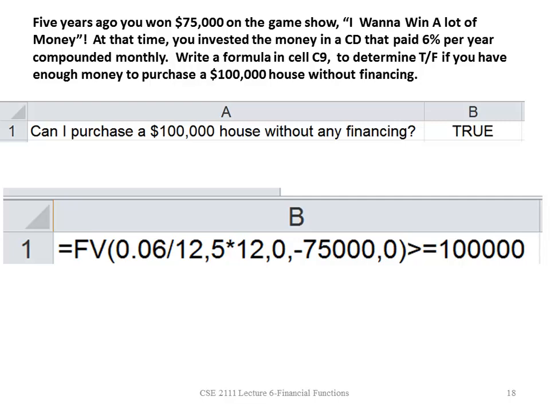Notice the future value function. After we get that value, then we're using a logical operator, greater than or equal to 100,000. If the future value function returns a value greater than or equal to $100,000, it will display a true. Otherwise, it will display a false. So you can also incorporate other functions within these financial functions, which is true of any function that we do.